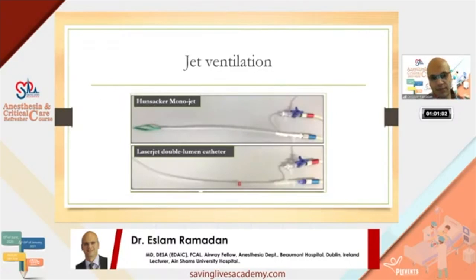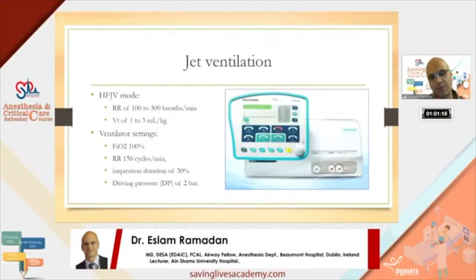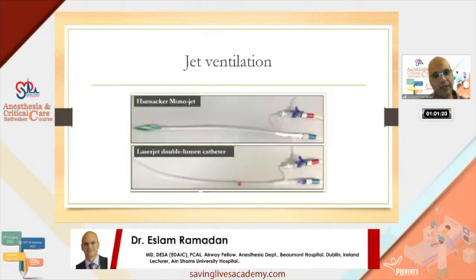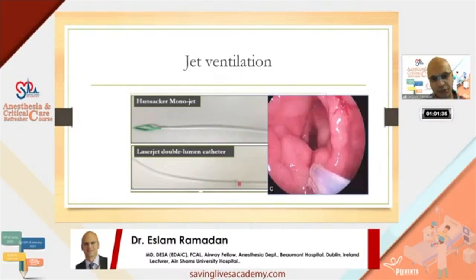These are the two catheters we are using for this one. So you have one port here for jet ventilation, the other port here to measure the pressure, the peak inspiratory pressure. This one is called the Hunsaker Mon-Jet, and this one is called the Laser Jet Double Lumen. We are using both of these catheters with this machine. This green basket is the idea to keep the catheter in the middle of the trachea and to avoid mucosal erosion and jetting under the mucosa, which can lead to distal obstruction in the trachea.